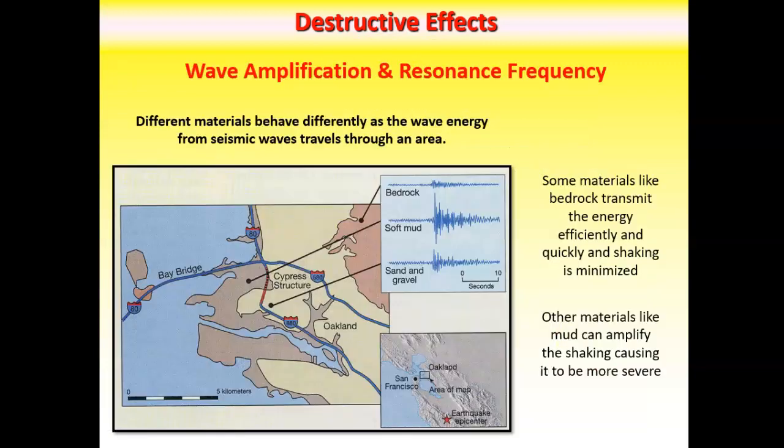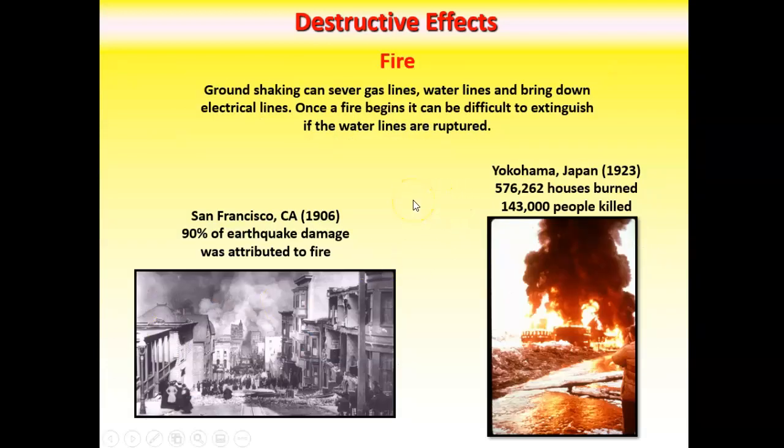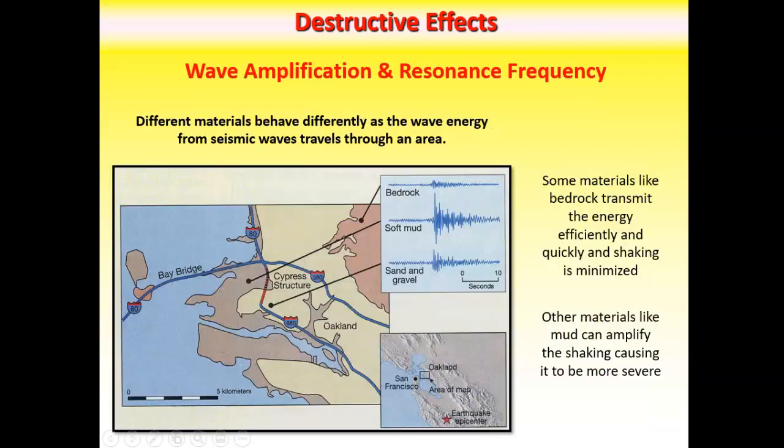Of course, fires, so fires can be a problem. We talked about that the movement of the ground can shear water mains and gas lines. And so the gas lines rupture, you get a spark, and boom, you get a fire. Water mains break, and then you can't put out the fire. So a lot of times after earthquakes, you get fires that potentially could be uncontrollable.